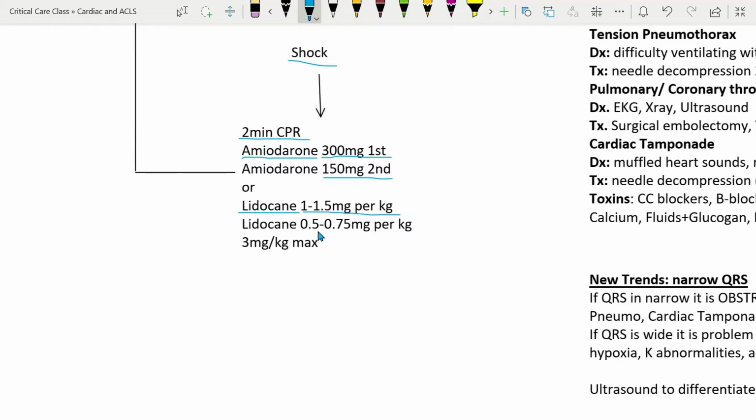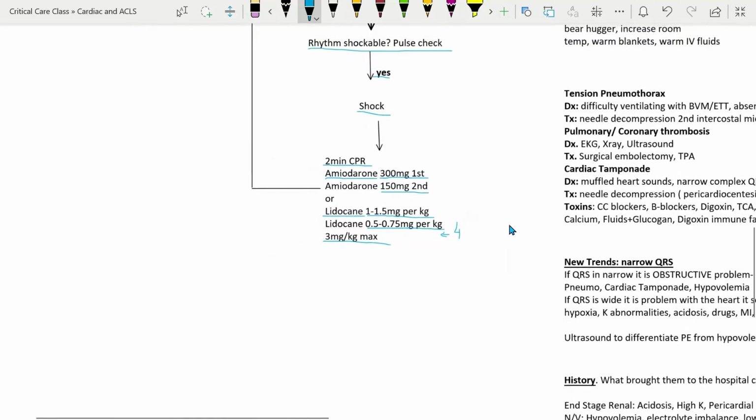Subsequent doses are 0.5 to 0.75 mg per kilogram of body weight, with a maximum dose of 3 mg per kilogram. That is if the first dose is 1 mg, then 4 additional doses of 0.5 mg per kilogram of body weight are possible while alternating with epinephrine.